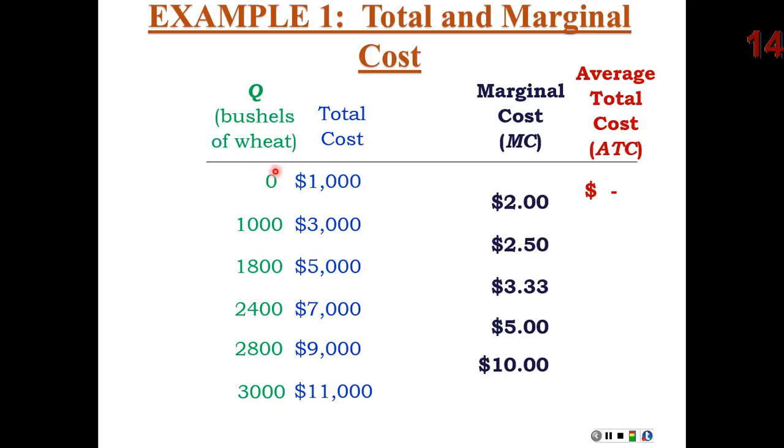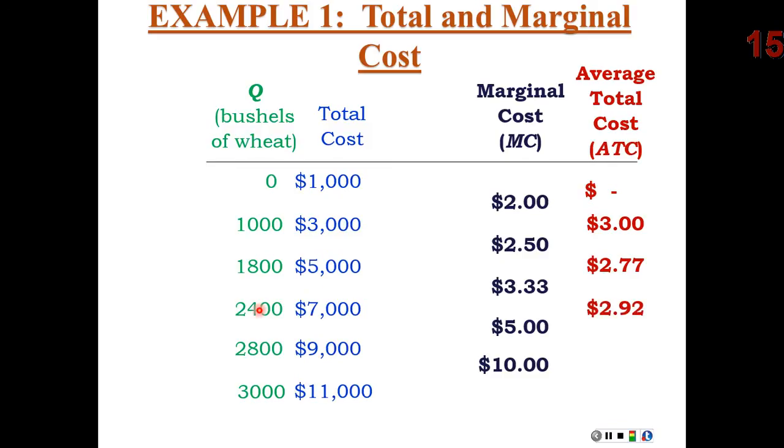Well, we would take 1,000 divided by 0. What do you get when you divide by 0? Really, we say it's undefined. We could take the limit, but we're not going to get that complicated. It doesn't really make sense to divide this total cost over no units, so we're just going to put a dash. It's really not applicable at that level of production. So when you have no production, your average total cost is just not applicable. But at the next level of production, we have a total cost of 3,000. We divide that by our total amount of output, which is 1,000. So 3,000 divided by 1,000 is $3. 5,000 divided by 1,800 is $2.77.